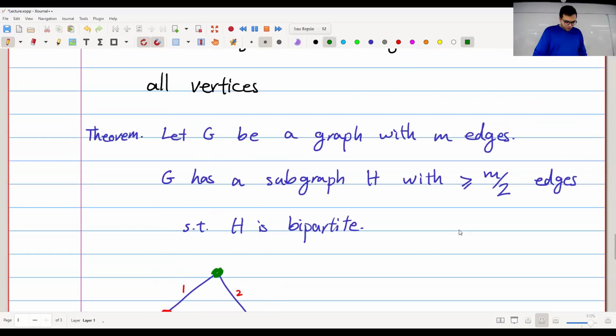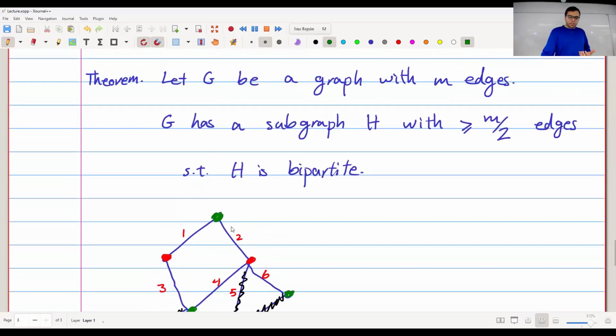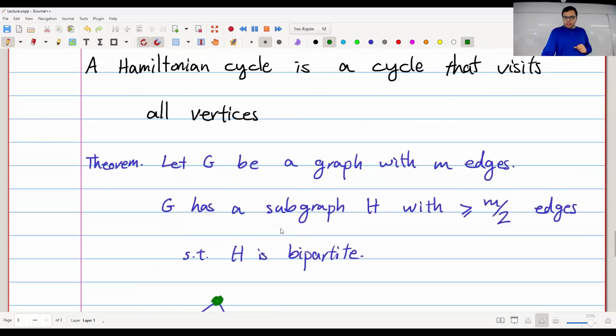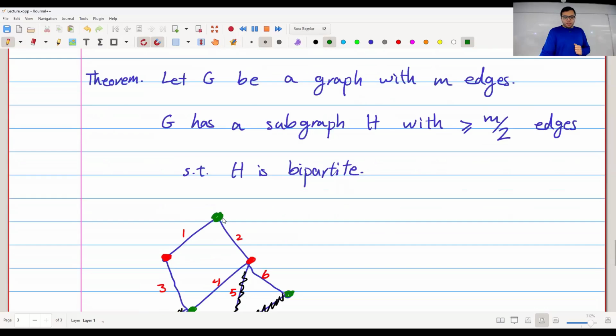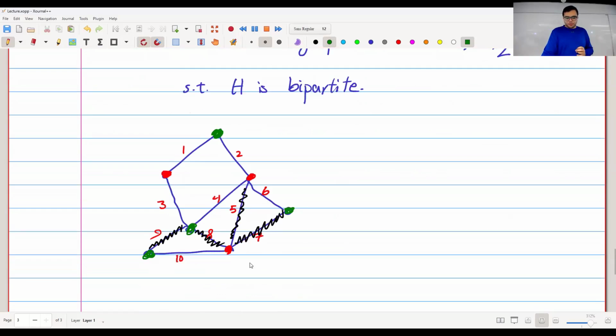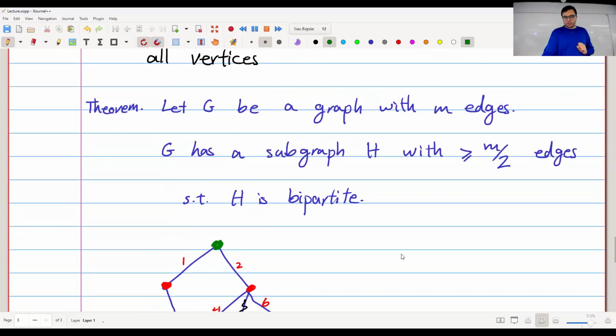So why can I always do this? Again, another way of saying this theorem is that I can color my vertices with 2 colors, red and green, such that most of the edges are going between the parts, going from red to green or from green to red, right? But not in the same part. That's what I want.